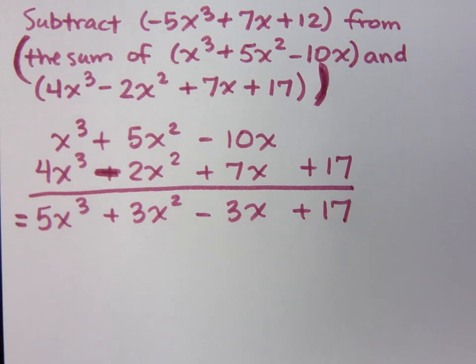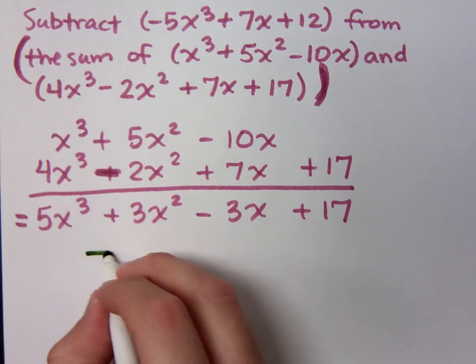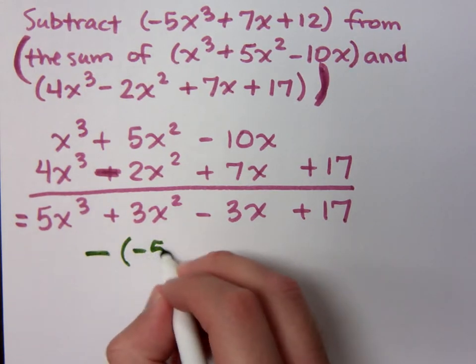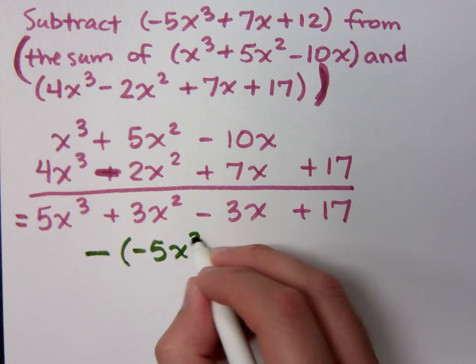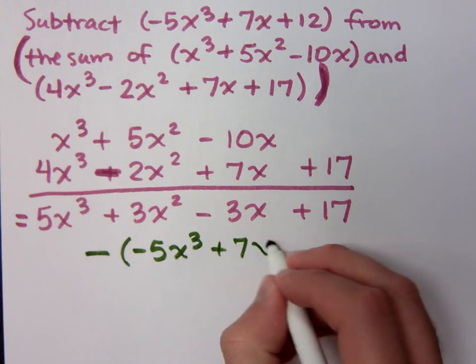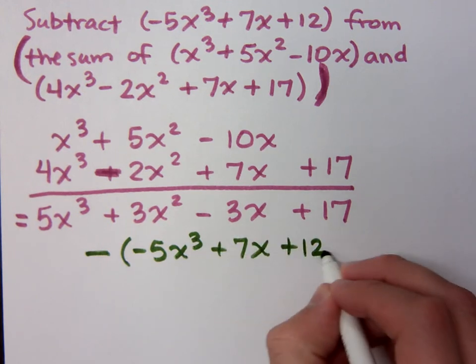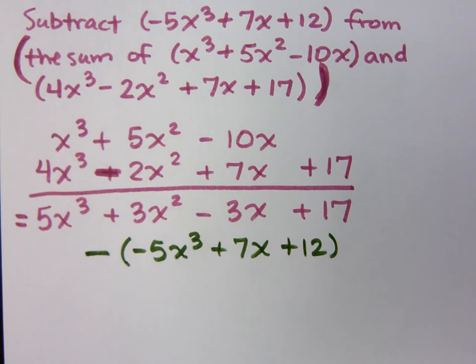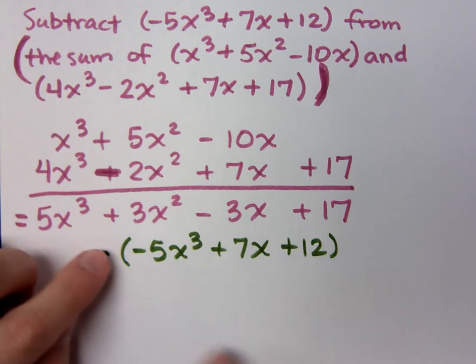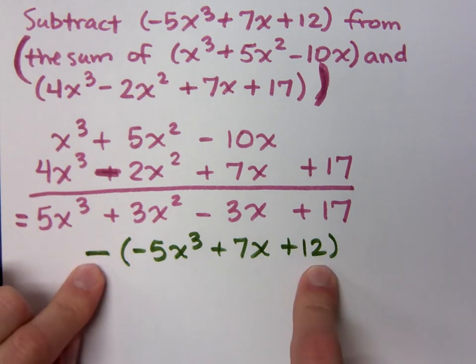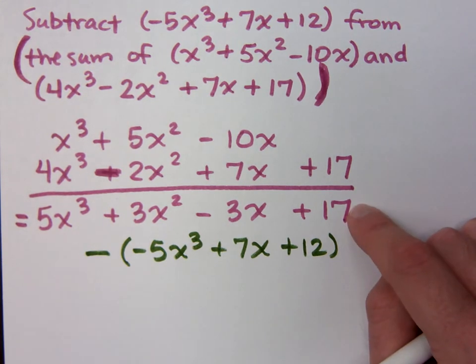But look at what the next part of this is supposed to be. I have to subtract another polynomial, right? So from this guy, I need to subtract the polynomial that was listed first, negative 5x to the third plus 7x plus 12. You guys agree that's what I'm trying to do there? Mm-hmm. I was trying to subtract this guy from the sum that I had already worked out.